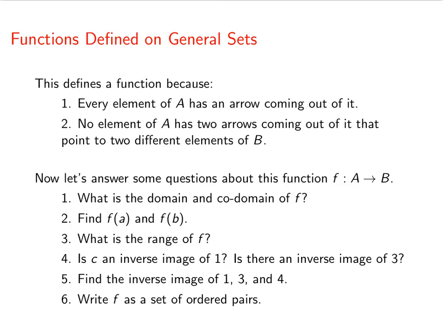So let's answer a few questions about this particular function, f mapping from A to B. What's the domain and codomain of the function? What's f of a and f of b? What's the range of f? Is c an inverse image of 1? Is there an inverse image of 3? Find the inverse image of 1, 3, and 4, and finally we'll write f as a set of ordered pairs. That may be helpful if you can look at the arrow diagram while we're talking about this. You might consider just jotting down the arrow diagram for reference as we go through this.